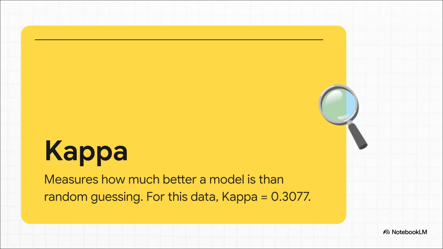And finally, let's talk about the kappa statistic. This one is really clever. Why? Because it doesn't just look at how accurate we are, it compares our model's performance to just pure random guessing. So a kappa of 0 would mean our model is no better than flipping a coin. Our score here is about 0.31, which tells us, hey, this model has actually learned something real from the data. It's making genuinely informed predictions, not just getting lucky.